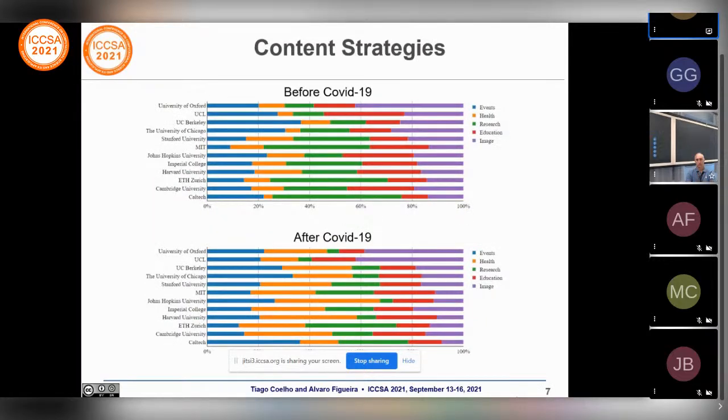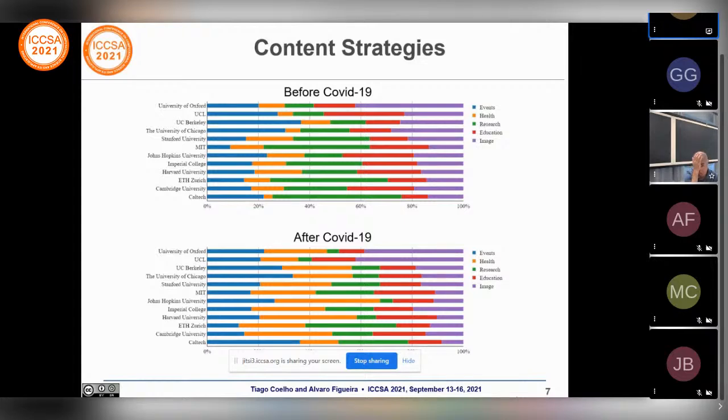Later, we analyzed the strategies by dividing the study period into pre- and post-COVID periods, and we got the following results. We can see that before the COVID-19 pandemic, we had Stanford, MIT, Imperial College, ETH Zurich, and Caltech with the main focus on research. Then we had UCL, JHU, Harvard, and Cambridge with a focus on education. We had Berkeley and Chicago with a focus on events. And lastly, Oxford, the only institution with a focus on image. The health topic was not the focus of any of the studied organizations.